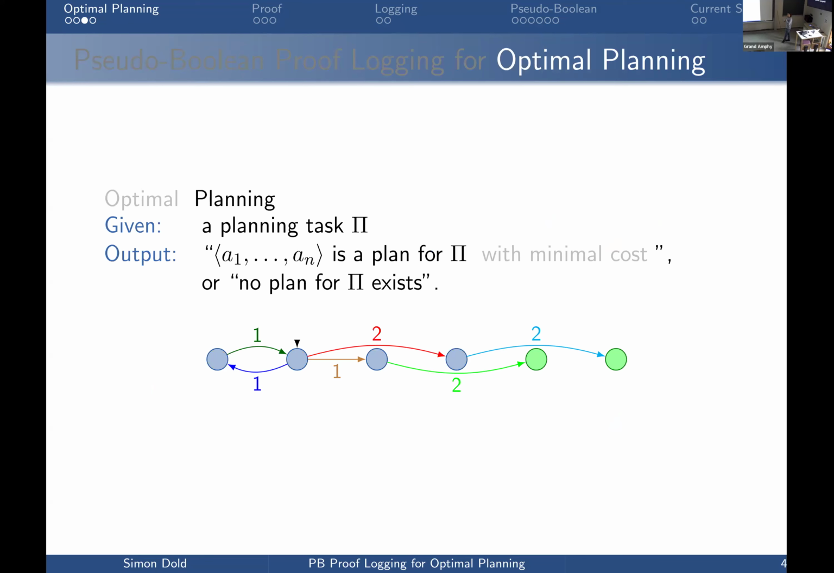Okay, so in planning, we have those solvers, we call them planners, and they are given one of these planning tasks, and the output of them should be either a sequence of actions, or a plan for this problem, or maybe there is no plan for this problem, and then it should say no plan exists. That's satisfying planning, but we are looking at optimal planning, and there it's similar, but the outputted plan should be of minimal cost.